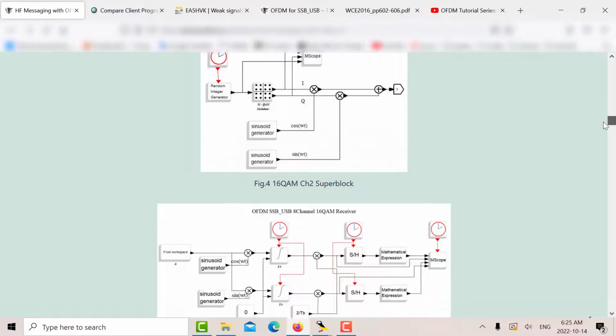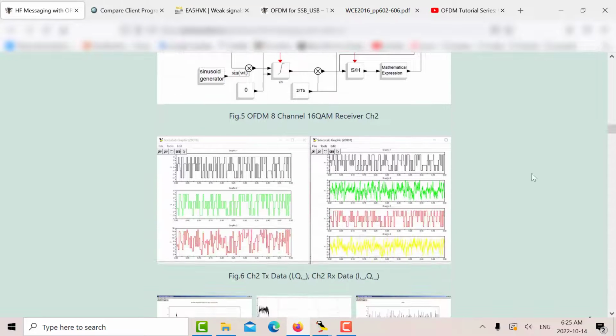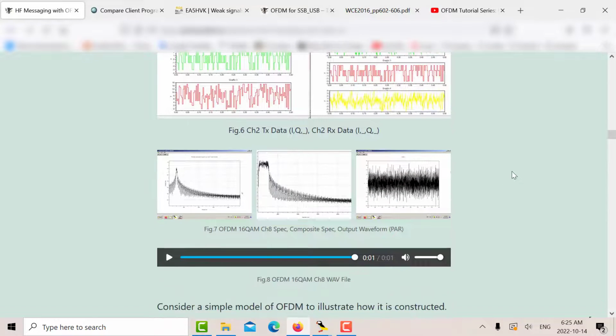I looked at that again. That's the receiver. That's the I and Q data sent on channel 2, and that's the I and Q data received on channel 2. That's the integration there for the matched filter receiver. And you can see that all the other channels are orthogonal, so they don't contribute to that, so you can recover your data. That's a picture of the spectrum on channel 8. That's the overall spectrum. That's the peak to average power ratio there. That's what it sounds like.